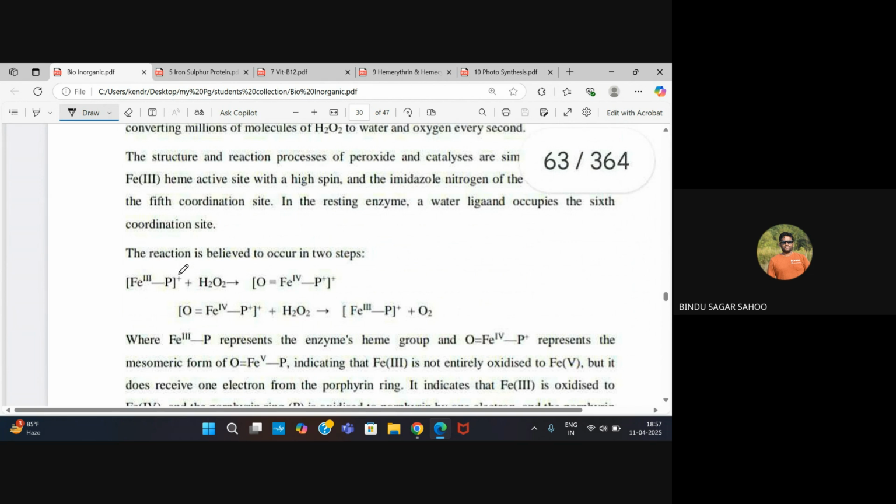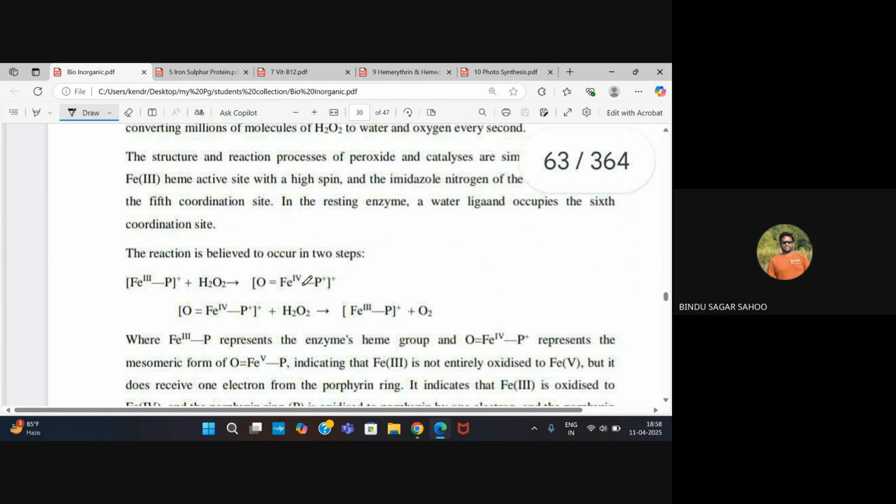In the first step, P means, as you can remember, porphyrin ring. That means it consists of four nitrogen atoms. In the first step, the complex will react with hydrogen peroxide. It will get converted to FeIP, P plus and plus here. So what happens in the first step?